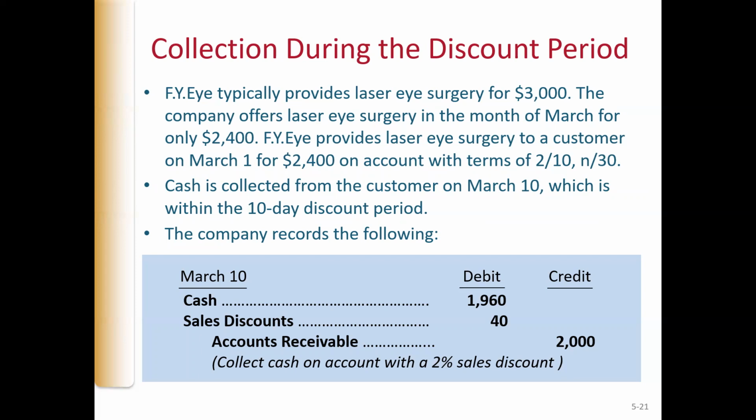So the company is going to record a debit to cash of $1,960. The discount, the 2% of the $2,400, is $40. And the entire accounts receivable gets credited for $2,000. Does that make sense, guys?